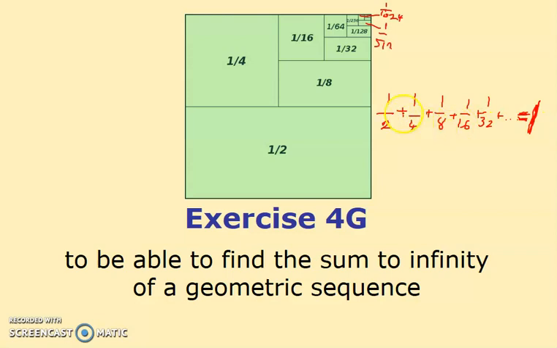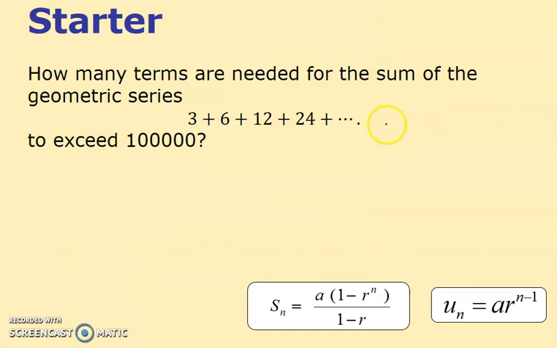And that's a new idea for us, really. Let's just have a little starter before I get properly into that. We've got 3 and 6 and 12 and 24. I want to know, when does it first get bigger than 100,000? Now, this is a geometric series. It says the sum of a geometric series, which we saw in the last lesson video.